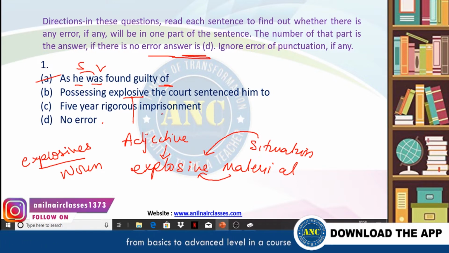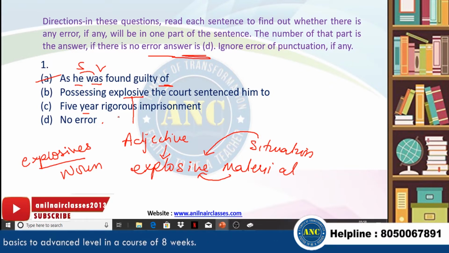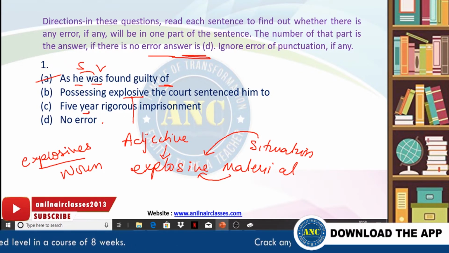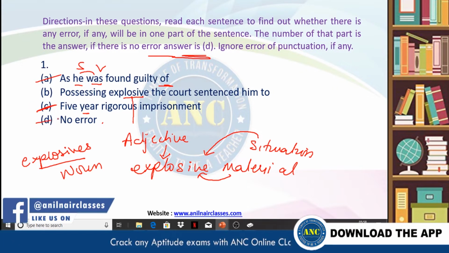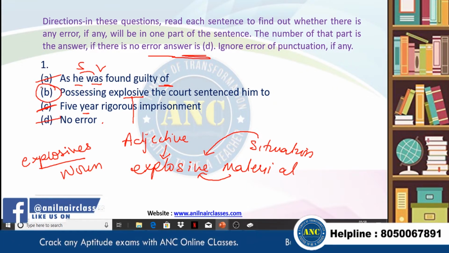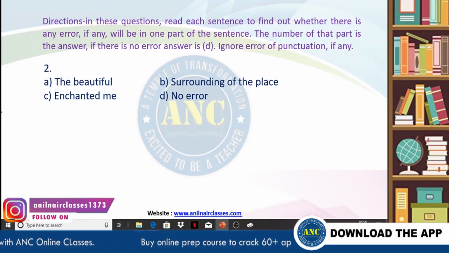Now 5-year rigorous imprisonment. Let's revise the rule. Number, unit, noun. This unit is in the singular form. So that's also perfectly fine. So we can get rid of C and D. Our answer is B. I'll write B. Clear? Fine. Let's move ahead to the next question.